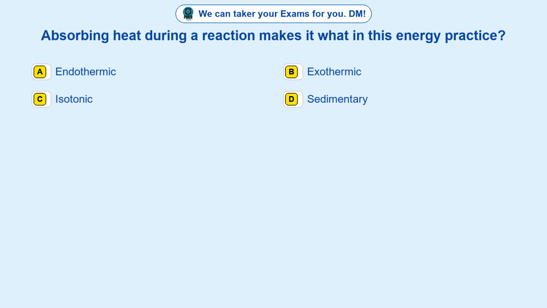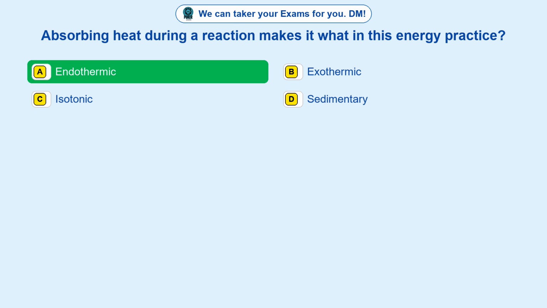Question 47. Absorbing heat during a reaction makes it what in this energy practice? Option A, endothermic. Option B, exothermic. Option C, isotonic. Option D, sedimentary. The correct answer is option A.